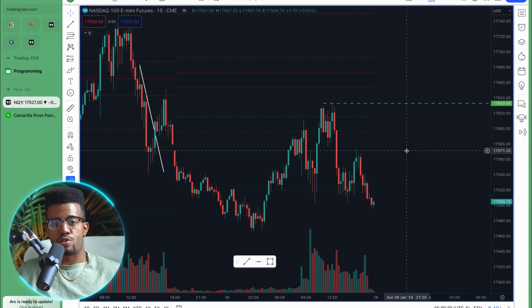Those were pivots in market participation, and anytime you have a pivot in participation, when we reapproach that level, it can act as support and resistance.